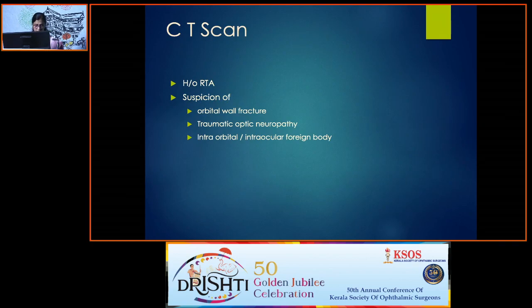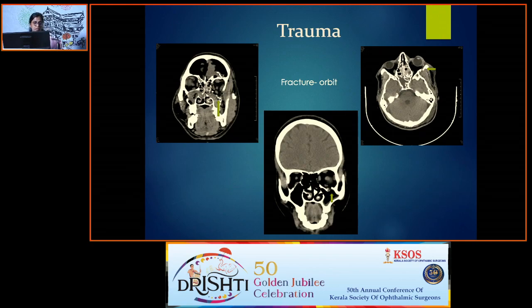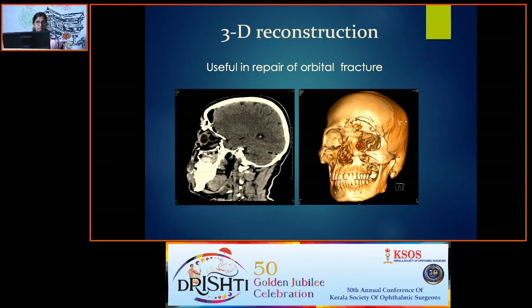And as I said, CT scan is preferred in bony lesions when you want to look for orbital fractures or any intraocular metallic foreign bodies. CT scan is useful. Here you can see a trauma of orbital floor with prolapse of orbital tissues, and here you can see the fracture of lateral wall of orbit. It is better seen in CT scan than the MRI. So 3D reconstruction of CT picture is useful for orbital fracture reconstruction.